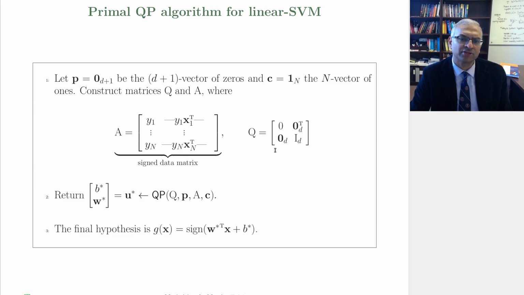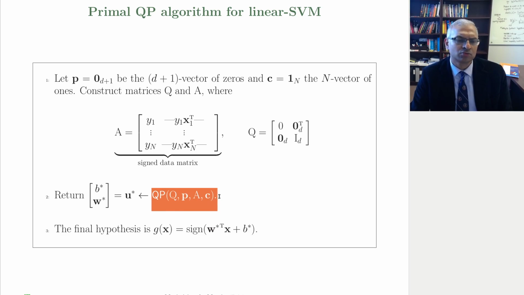So that's the signed data matrix, and you construct your quadratic form matrix Q, which is zeros in the first column, zeros in the first row, and then the identity matrix, D by D, in the bottom right. You construct your linear part of the objective, P, which is just the zero vector, and you construct your vector of ones, which is C. Now you take your favorite quadratic programming package, and you feed in Q, P, A, and C.